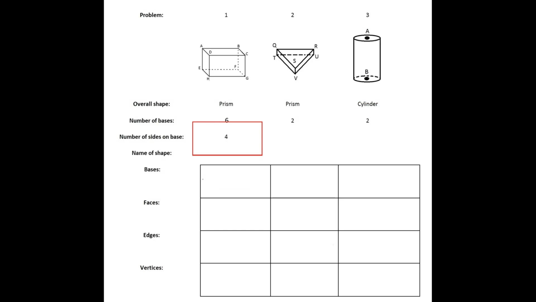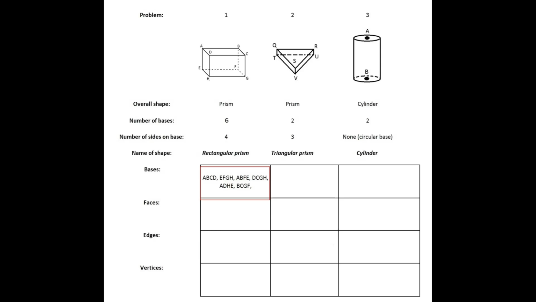There are 4 sides on each base. There are 3 sides on each of the bases in that triangular prism. And there are no sides on the circles in that cylinder. Here's where we actually name the shapes: rectangular prism, triangular prism, and cylinder. Now we can go through and actually do what the problems are asking us to do. We can name our bases, our faces, our edges, and our vertices.